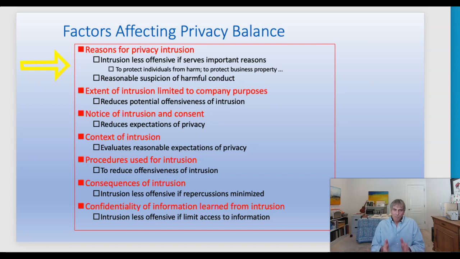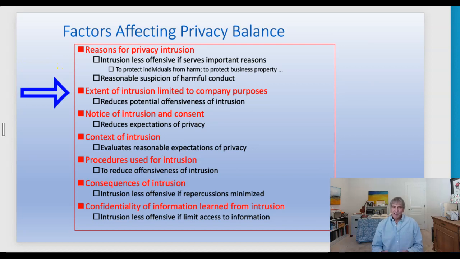Oh, and before moving on, I'll add here that once you have a reasonable suspicion that a person has engaged in potentially harmful behavior, then your rationale for intruding on privacy may increase, at least. Thus, if you have evidence that an employee has come to work high, then you may have more significant reasons to test that employee.